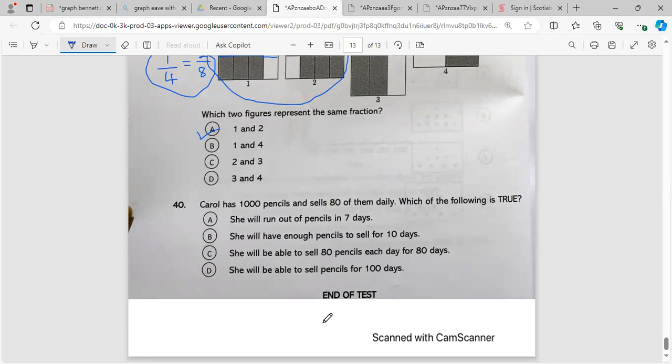Sir, I think my answer is B. Sir, because if you multiply the 80 times the 10 days, you would get less than 1,000. So she would have enough pencils to last her for 10 days. I didn't get to properly explain it yet.